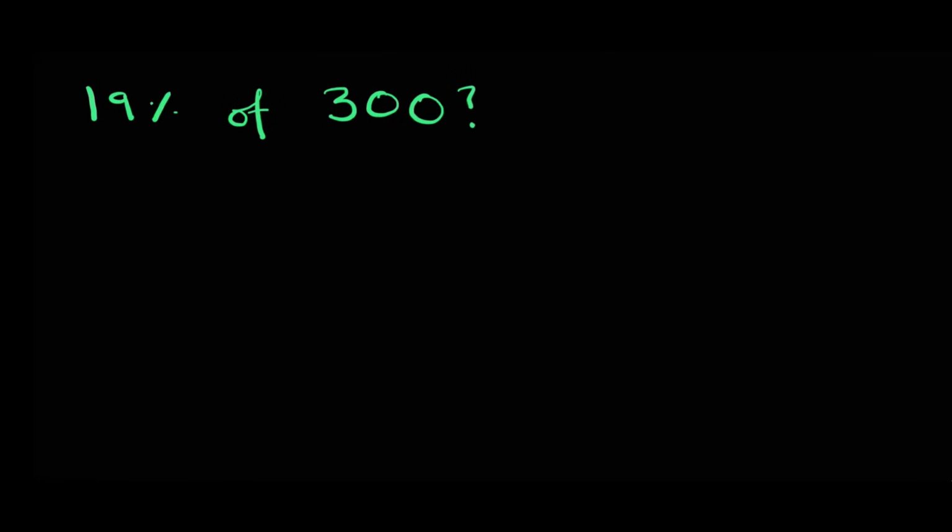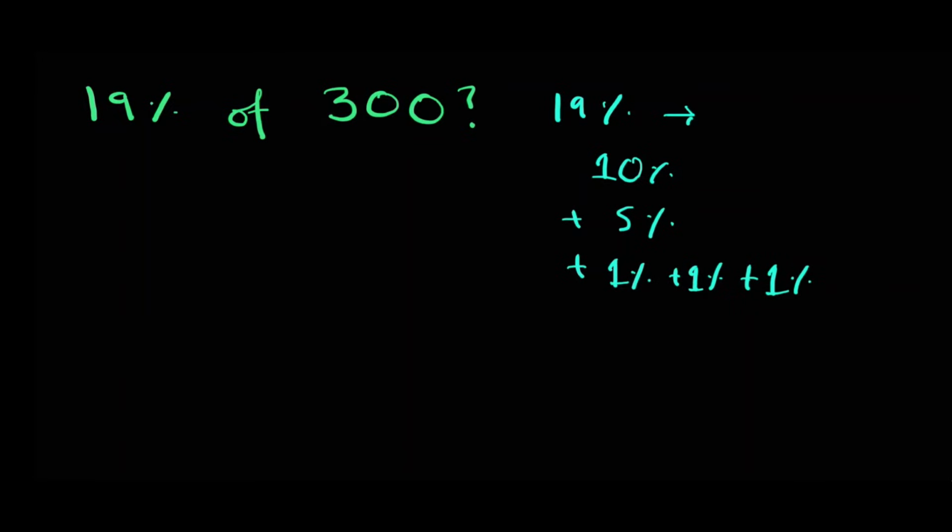Let's try another one. What's 19% of 300? Well, 19% can be broken down into a 10% plus a 5% plus 4 1%s. Because a 10, a 5, and 4 ones make 19.